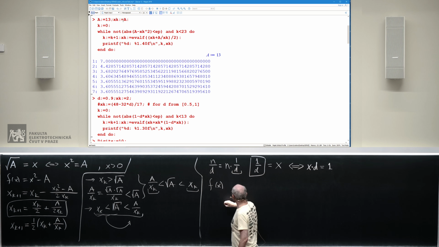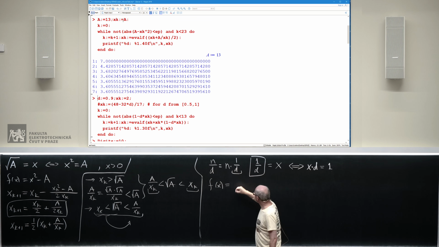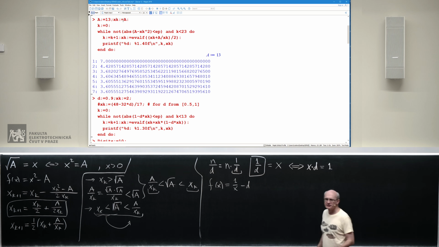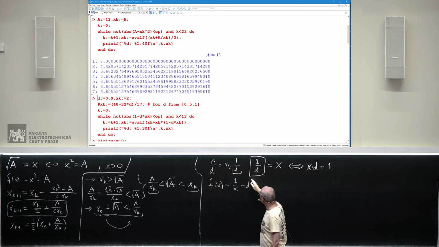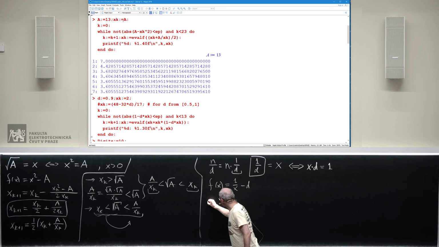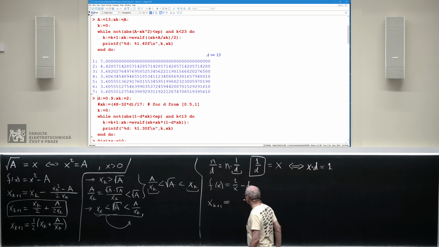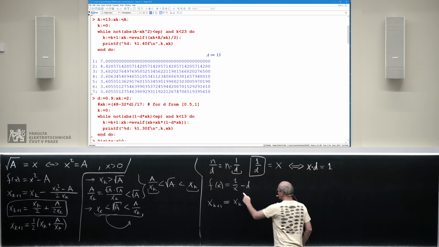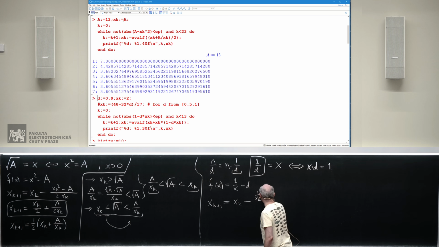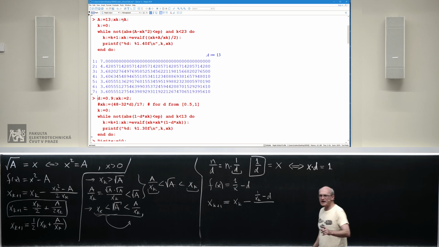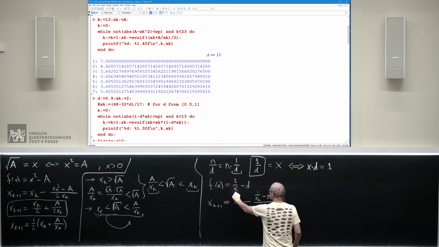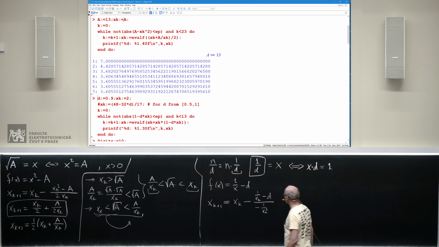We are looking for a number x, which is a 0 point of the expression 1 over x minus d. That's another way to characterize a reciprocal number. So we will apply the Newton formula to this function, and we will see what happens. Well, x_{k+1} is equal to x_k minus, and now we have to substitute x_k into this formula, and divide by the derivative of this formula. So this is actually x to the negative first power, and the derivative looks like that after I substitute in.